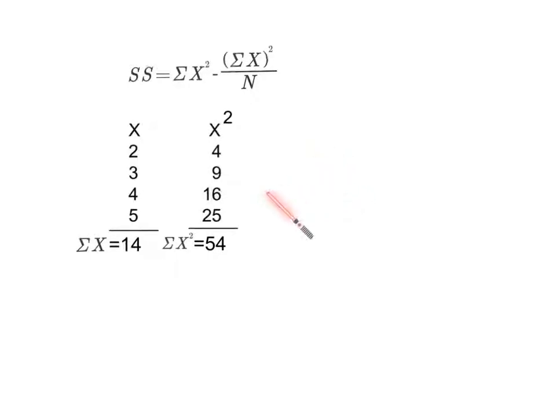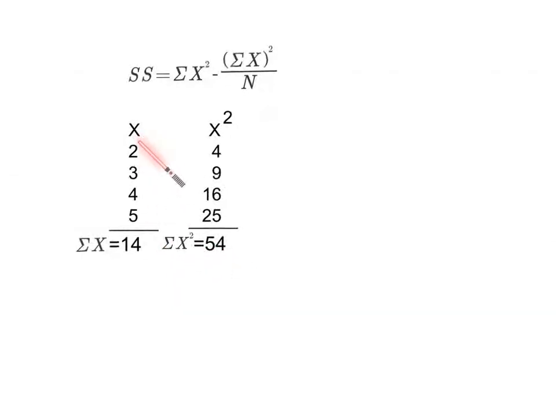Here's an example. I have a set of x values, very simple set, 4 values altogether, 2, 3, 4, and 5. I want to get the sum of the squared x values, so I have to square the x values. So I'm going to make myself a column called x squared, and I'm just going to take the square of every value. So 2 squared is 4, 3 squared is 9, 4 squared is 16, and 5 squared is 25. Those are my squared x values. If I add them up, I have the sum of my squared x values, and that's 54.